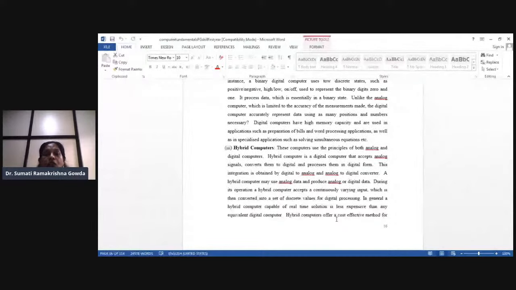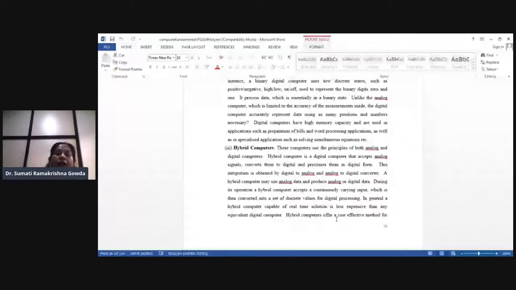Now students, you know what is digital? Whatever data you feed gets converted into digital. Digital means nothing but zeros and ones. See, after my class, everybody should answer that. Digital means whatever data you feed to the computer gets converted into zeros and ones. So it is called digital form. This integration is obtained by digital to analog and analog to digital converters. A hybrid computer may use analog data and produce analog or digital data.